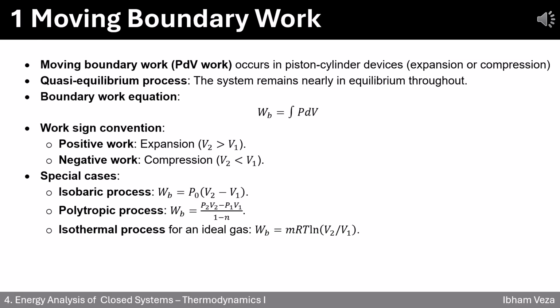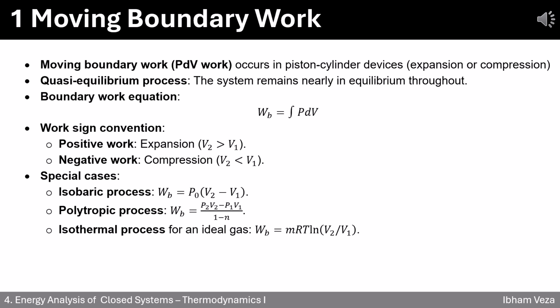Next, we follow a clear sign rule. If the volume increases, it's expansion and work is positive. If the volume decreases, it's compression and work is negative. There are also shortcuts for common processes. For constant pressure, it's just pressure times the change in volume.